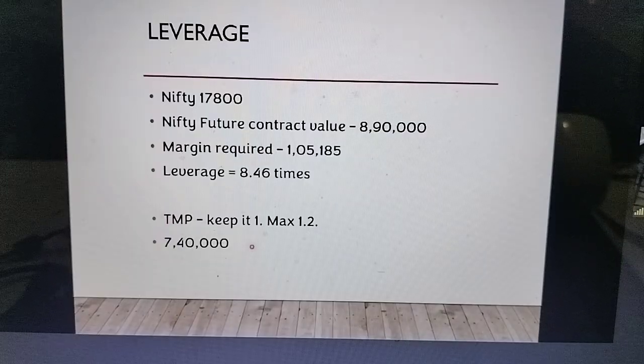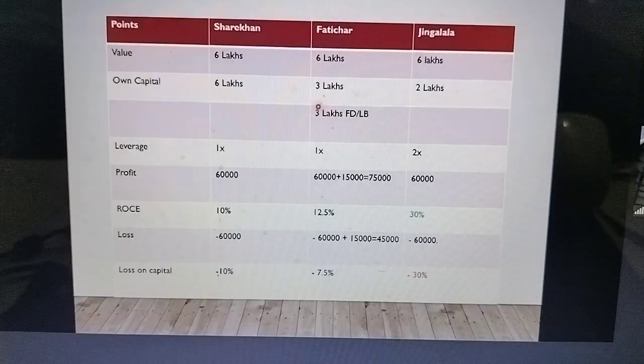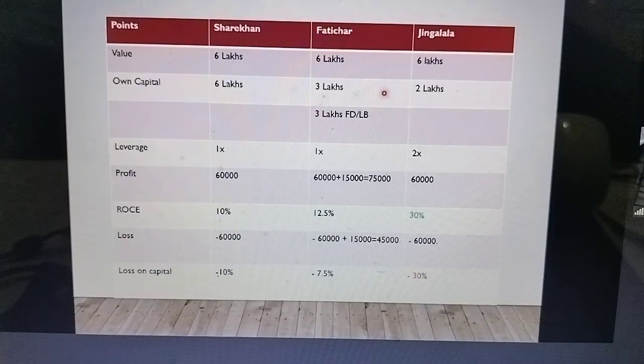In TMP, we keep the leverage at 1 or maximum 1.2. So considering 1.2, you should have a minimum of 7,40,000 in your account as capital if you want to buy one lot of Nifty futures. This is an example where we'll consider how margin, leverage, everything works.